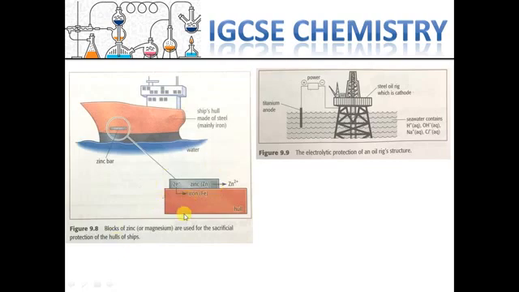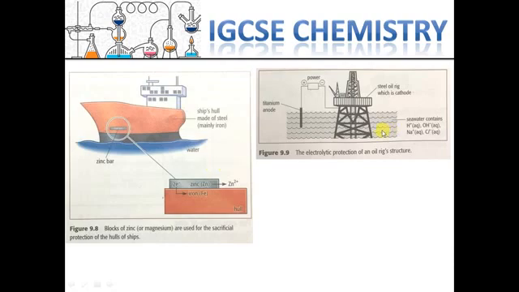In this one, you can see iron in a very big structure like ship hulls, placed in the seawater. As I said, seawater, which contains salt, makes the situation worse for rusting the metal. So they use zinc on some part of the iron, so that zinc can protect the iron by reacting with the oxygen in air or water.